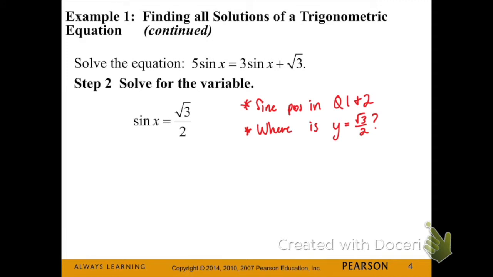For the second step, I'm going to solve for the variable. So I'm going to see what x could be equal to. First of all, let's note that this is sine of x equals a positive value. So my answer or answers are going to lie in quadrants 1 or 2 because that's where sine is positive. And the question I'm asking in order to solve this is where on my unit circle is my y coordinate equal to square root 3 over 2? Well, that would be at pi over 3 and 2 pi over 3. Again, this is on the interval from 0 to 2 pi.